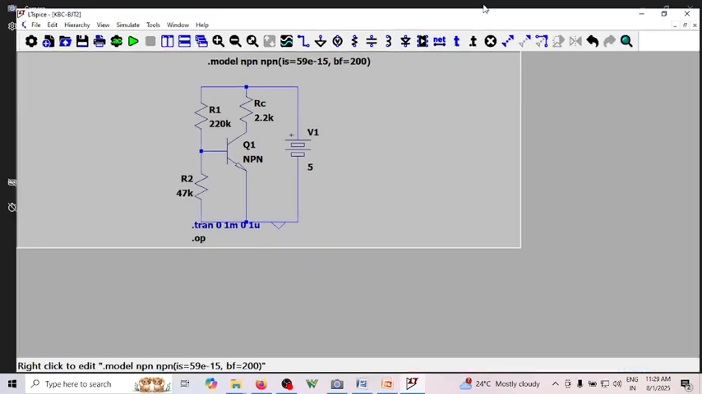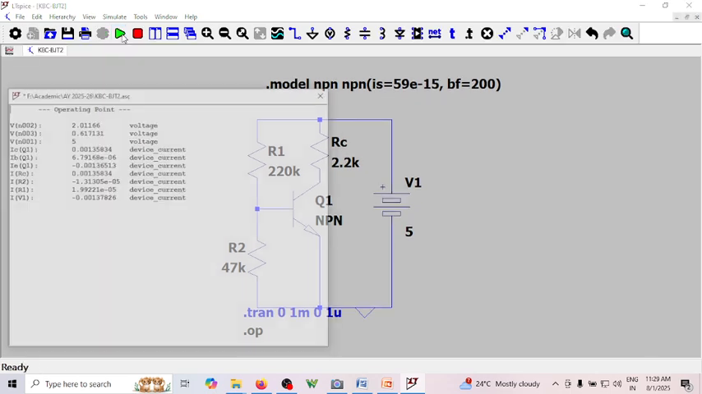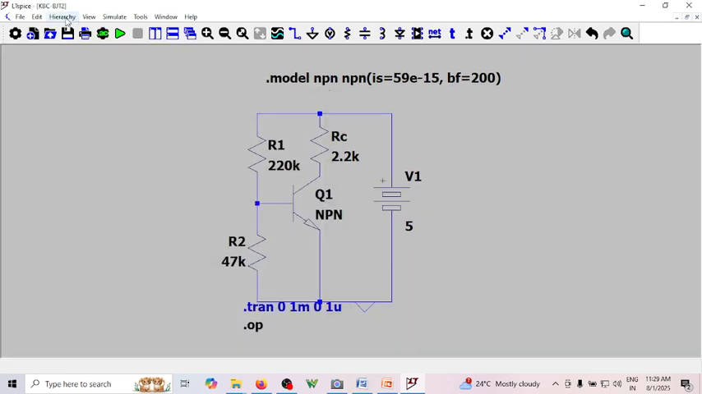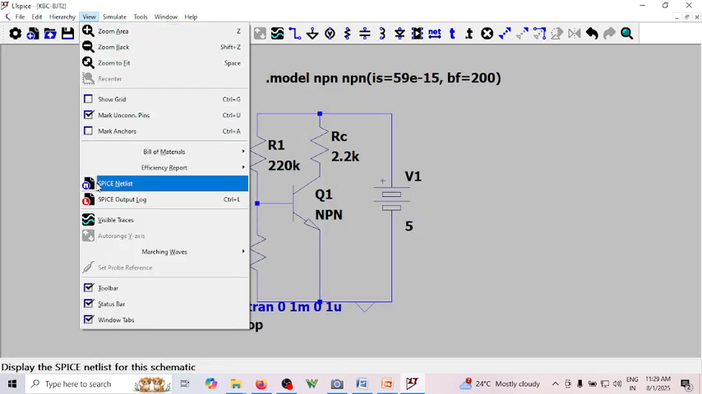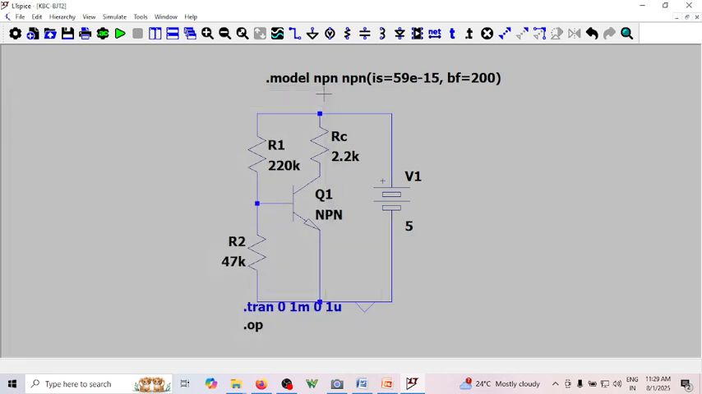Suppose I run it now and try to see the voltages. So what I'll do is go to this view and then output log. Can you see the current is 1.36 and can you see this is almost 2 volt? That's what we got, almost there. So this is how you can change the values.